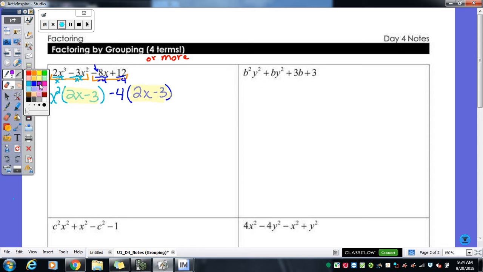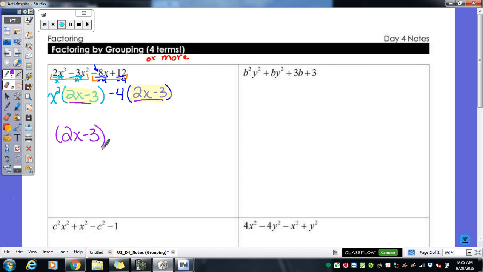So now we're going to do GCF factoring again, only this time, what is our GCF? I just highlighted it yellow. What's our GCF? Our GCF is that 2x minus 3. It's that binomial. Your GCF can be 2 terms.